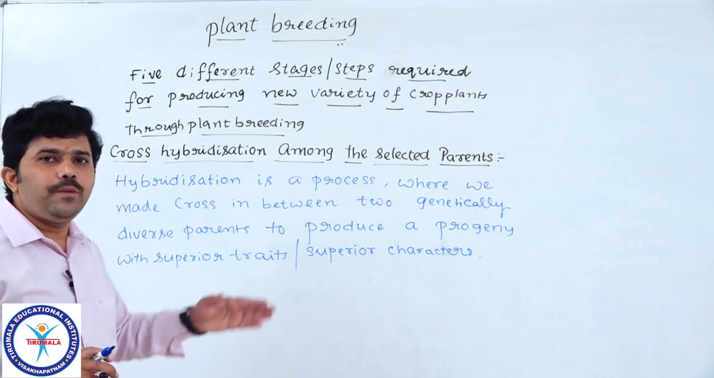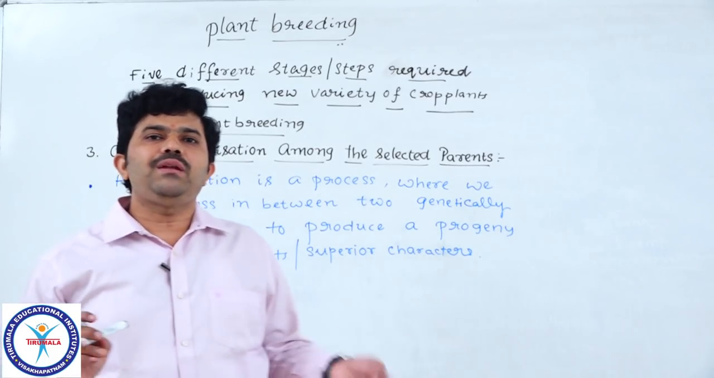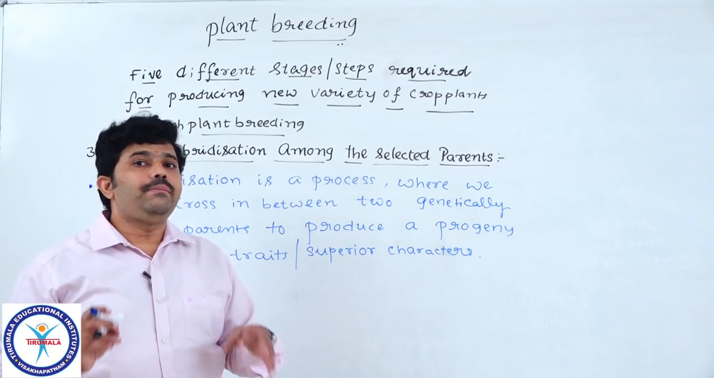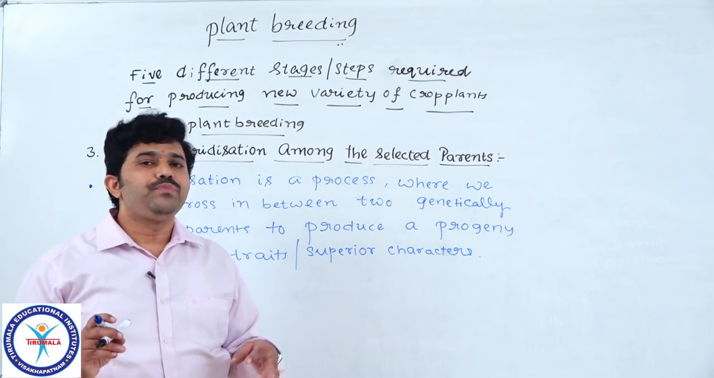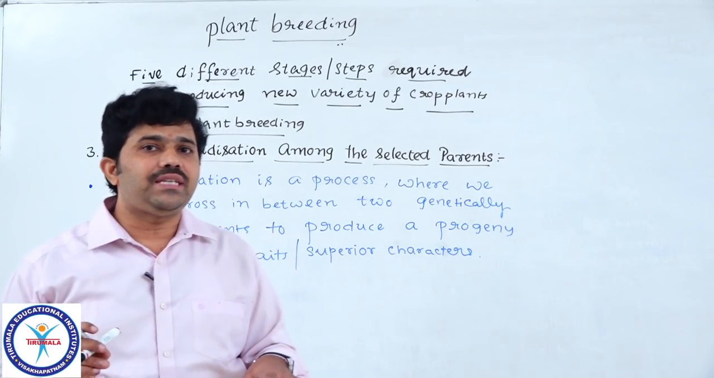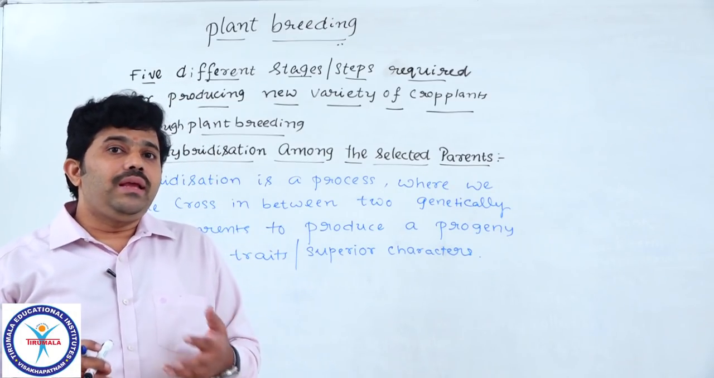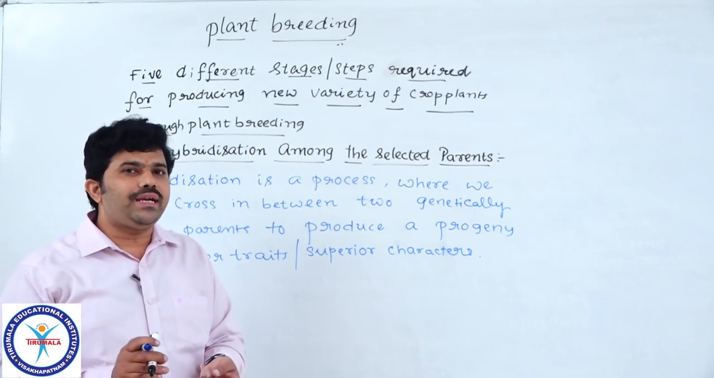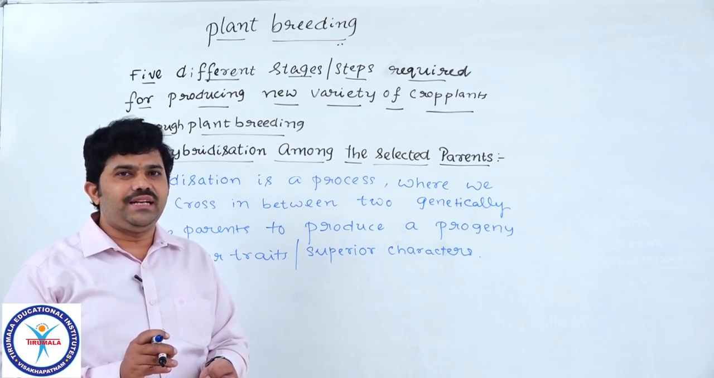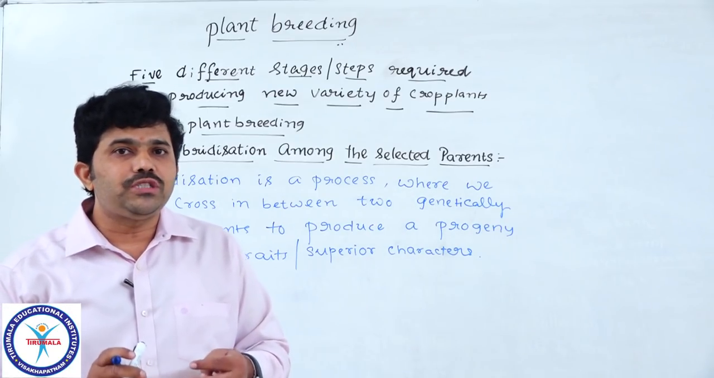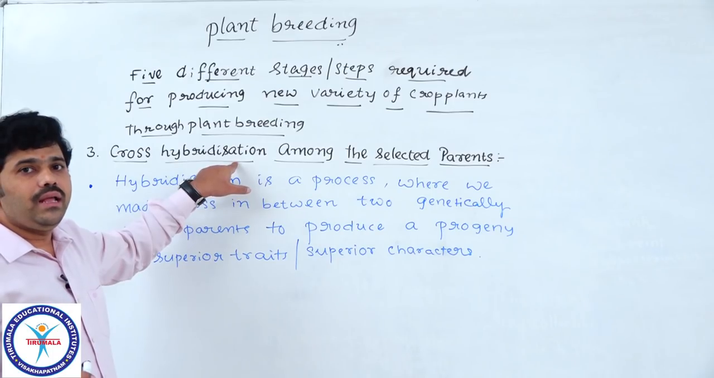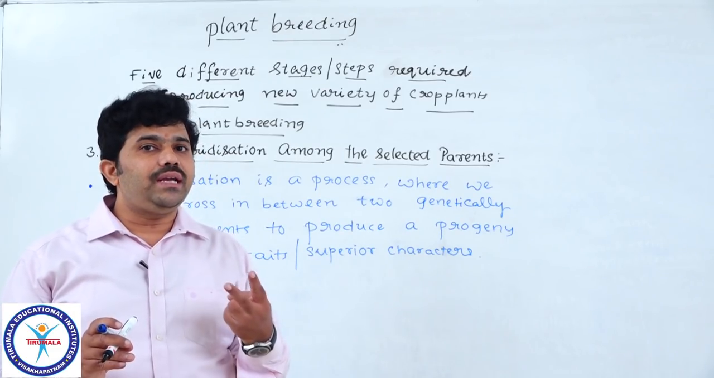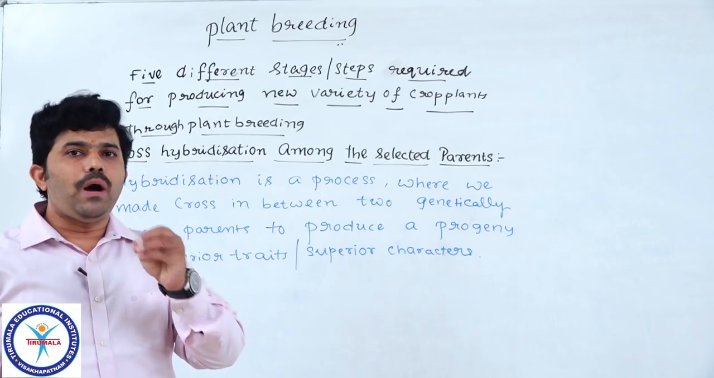Understood? If the selected parents are bisexual, meaning monoecious condition, then we have to do some activities. Though they are bisexual, they have a chance of getting autogamy, meaning within the same flower on the same plant pollination and fertilization would occur. We are not proceeding with self-pollination here. We are doing cross hybridization, so we give the chance for cross pollination, to combine two genetically diverse characters into a population.